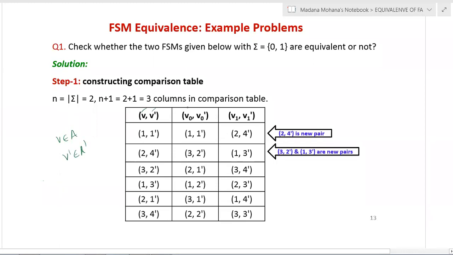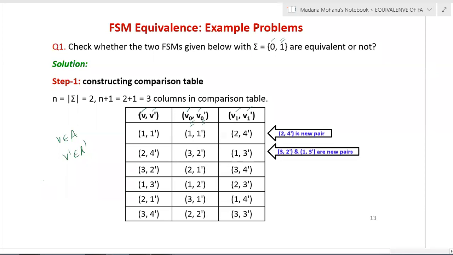Now the second column is for the first input, here (v0, v0'). Here 0 is the first input from sigma, where sigma equals 0, 1. So for the first input, column 2 is (v0, v0'). Then column 3 is for the second input, which is 1, so here (v1, v1'). These you can make the headings of the comparison table.